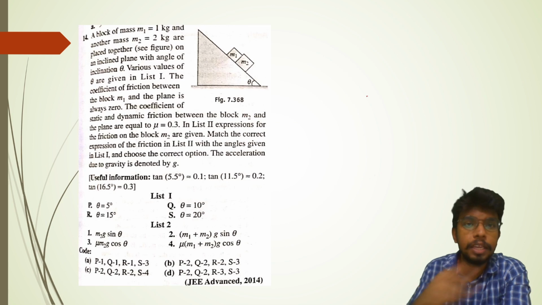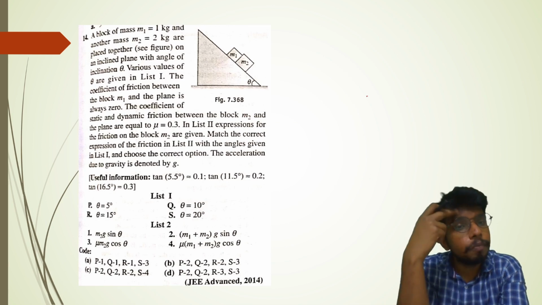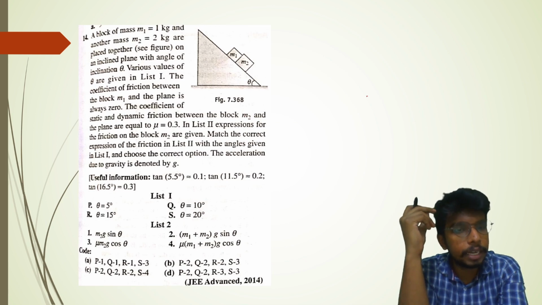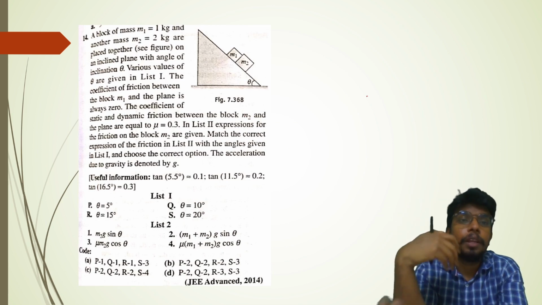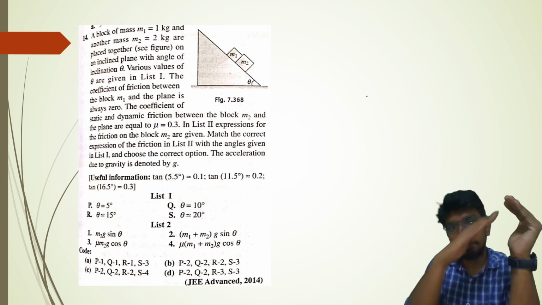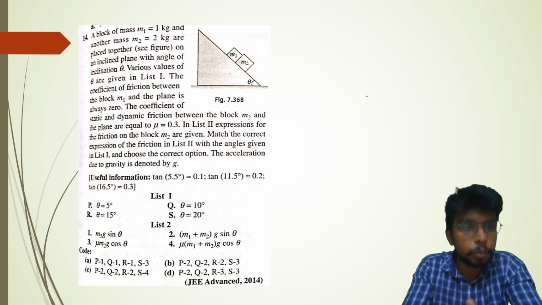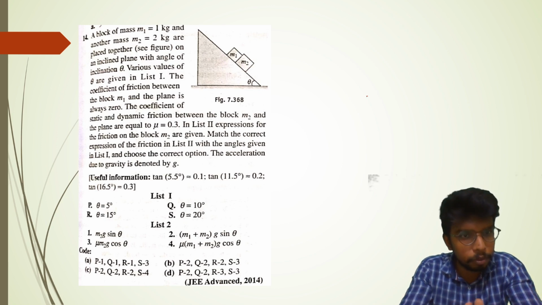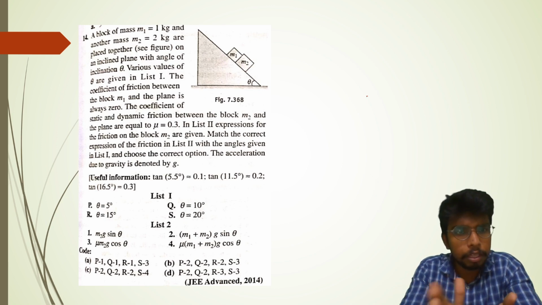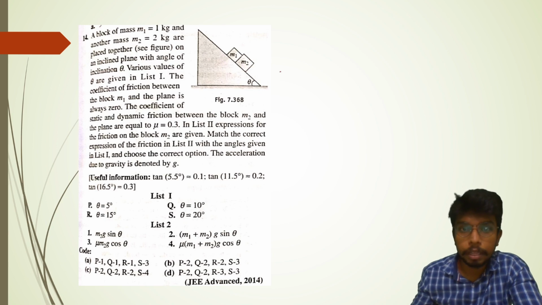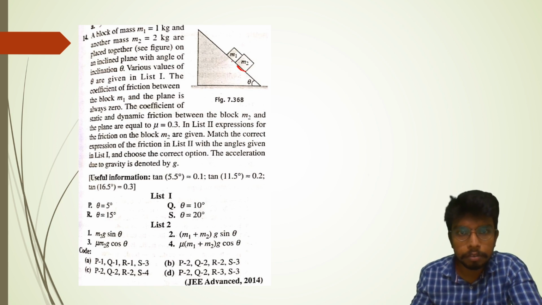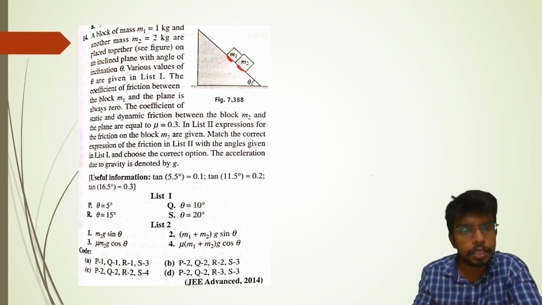So anyway, moving further, a block of mass m1 equal to 1 kg and another mass m2 equal to 2 kg are placed together on an inclined plane with angle of inclination theta. There are two blocks attached together and placed on an inclined plane. Various values of theta are given in list 1. The coefficient of friction between the block m1 and the plane is always 0. The coefficients of static and dynamic friction between the block m2 and the plane are equal to 0.3. That means there is friction here, but there is no friction here, this is frictionless.